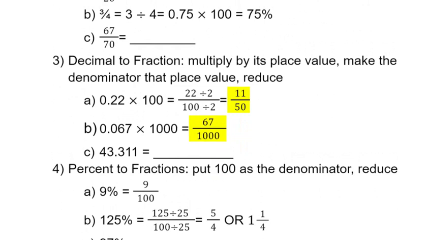Decimal to fraction is multiply by its place value, make the denominator that place value, and reduce. So again, that's a little wordy, but we're going to do it step by step with 2 examples, and then you would better see what this rule is telling us to do.